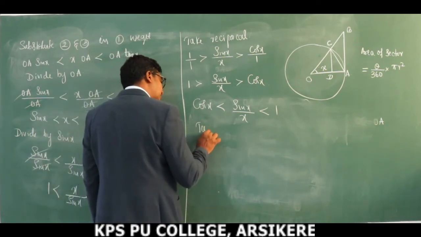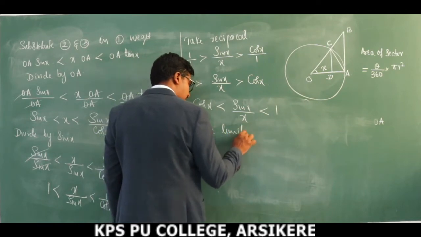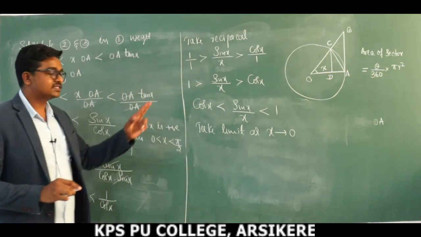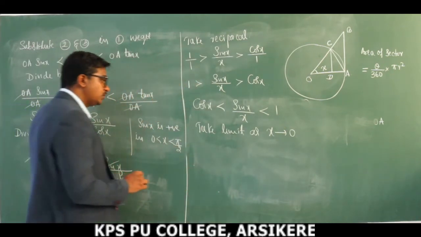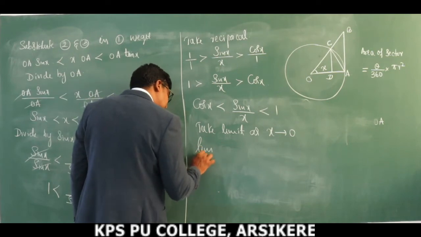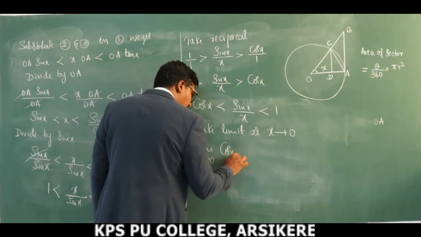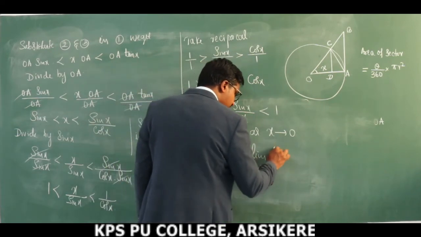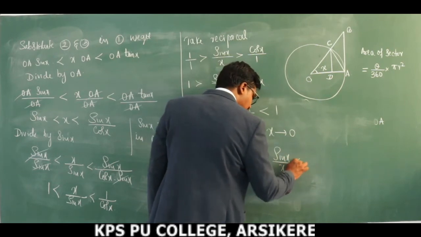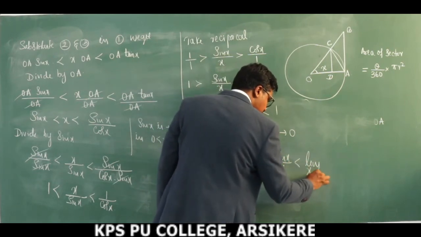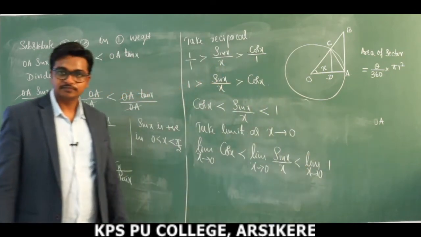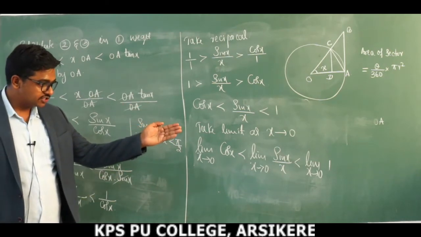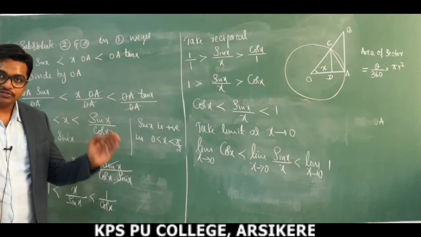Now take the limit as x tends to 0 throughout this inequality. So what do you obtain? Limit as x tends to 0 of cos x less than limit as x tends to 0 of sin x divided by x less than limit as x tends to 0 of 1. 1 is a constant here. It does not contain any term of x, hence the limit of the function 1 when x tends to 0 is also 1.